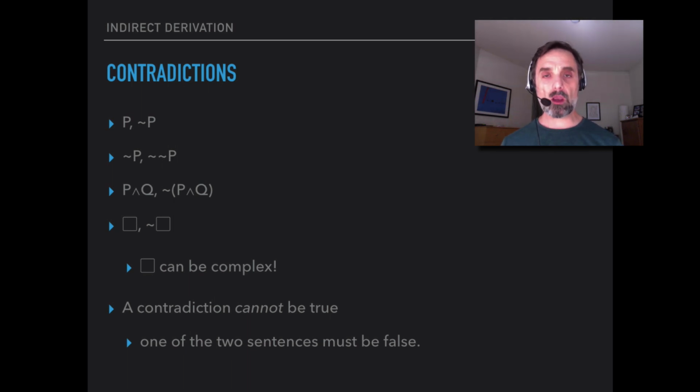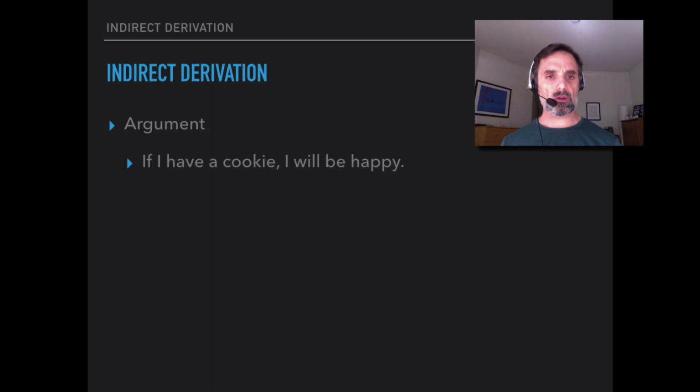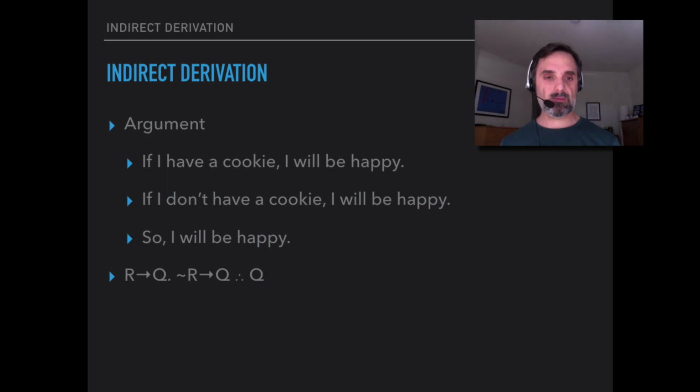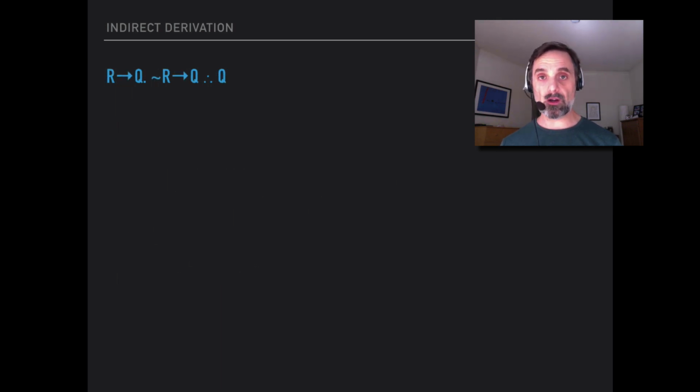So, let's look at an example. The argument we had in the English system was: if I have a cookie, I will be happy. If I don't have a cookie, I will be happy. So I will be happy. We can symbolize that as if R then Q, if not R then Q, therefore Q. That's a valid argument, and we would like to do a derivation of it.